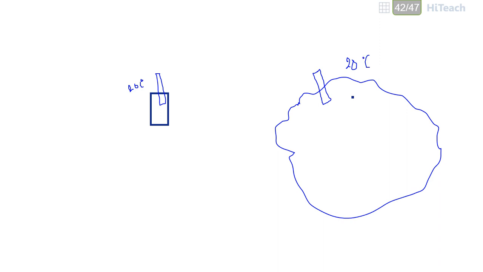What about the thermal energy? Which one has more particles? For sure, the lake has more water particles than the glass. So the thermal energy is more in the lake. So the thermal energy depends on the number of particles. As the number of particles increases, the thermal energy increases. But for temperature, different substances might have the same temperature, as I mentioned in this example.